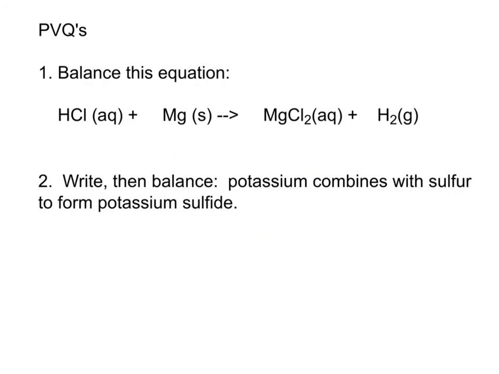Then for the second one, I've given you a sentence only, so you're going to have to write the formulas and generate the entire equation and then balance it. The sentence is: potassium combines with sulfur to form potassium sulfide. Give those both a try, and we can discuss how you made out tomorrow in class.